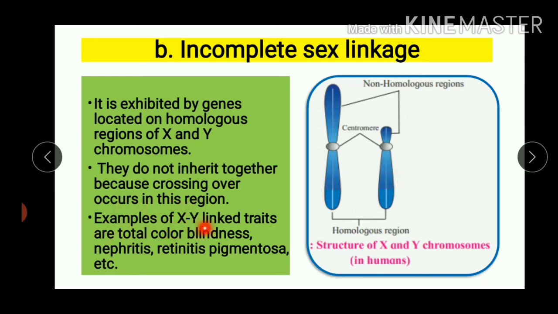Examples of X and Y linked traits are total color blindness, nephritis, that is swelling of nephron, retinitis pigmentosa. Now it is a rare inherited degenerative eye disease, causes severe vision impairment.